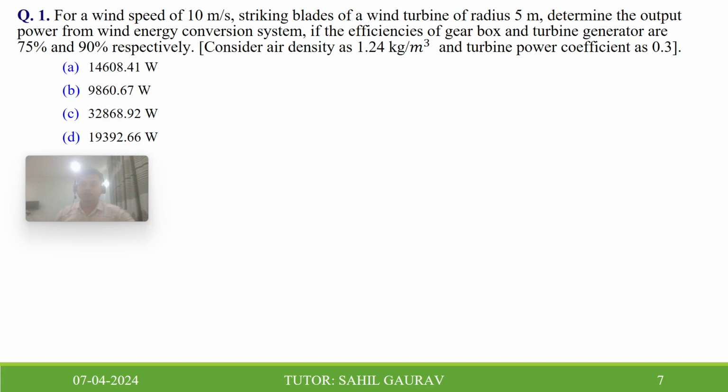Those who are getting the answer, you can type your answer in the chat box and you can start solving the problem parallelly with me. So here you have to find the electrical power output from this wind energy conversion system. So you need to find the P electrical.